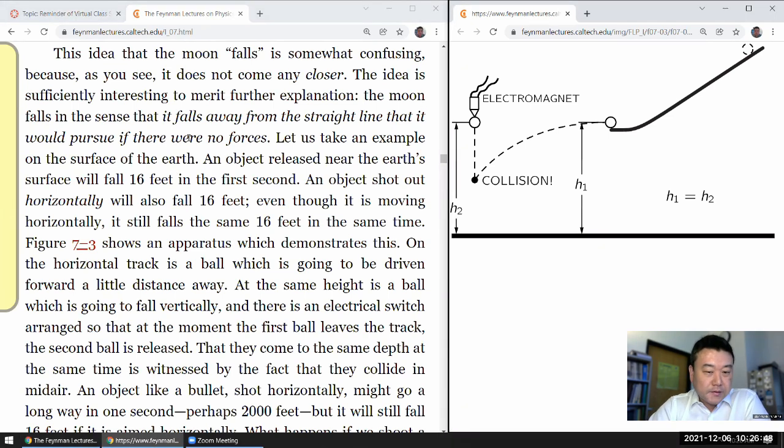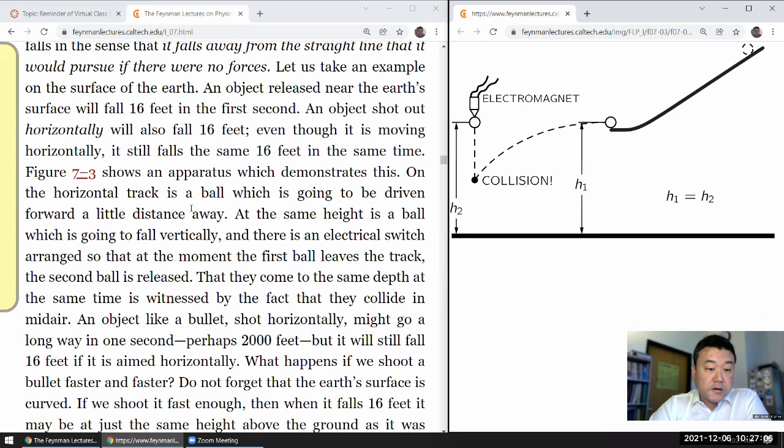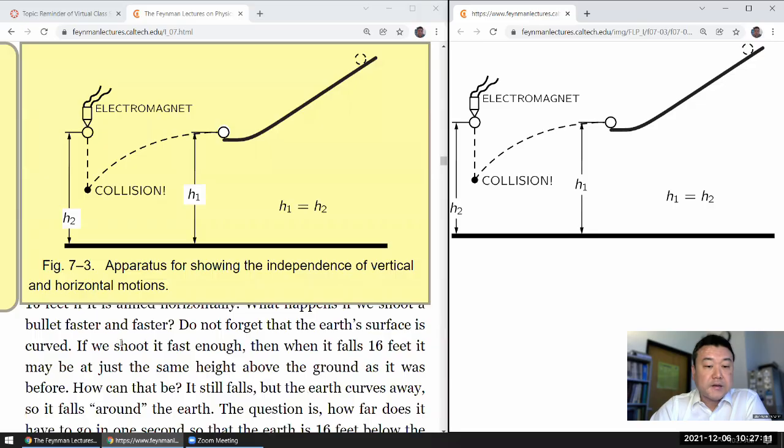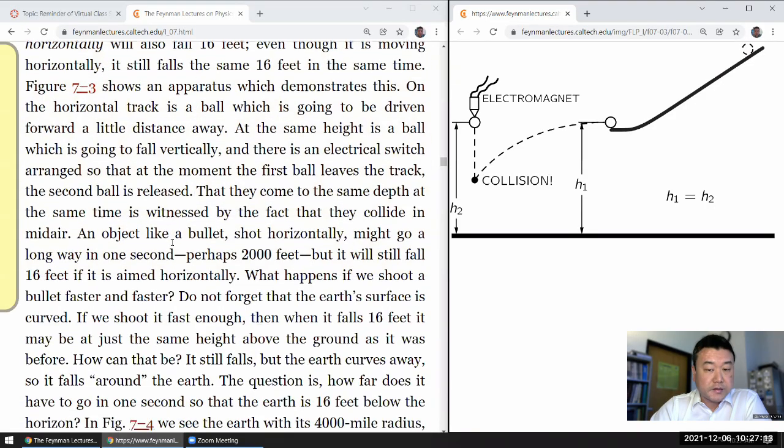The moon falls in a sense. An object released near the Earth's surface will fall 16 feet in the first second. An object shot out horizontally will also fall 16 feet. Even though it is moving horizontally, it still falls the same 16 feet in the same time. Figure 7-3 here shows an apparatus which demonstrates this.